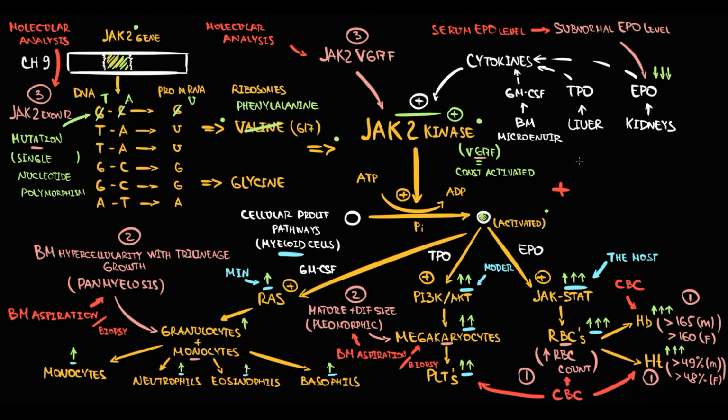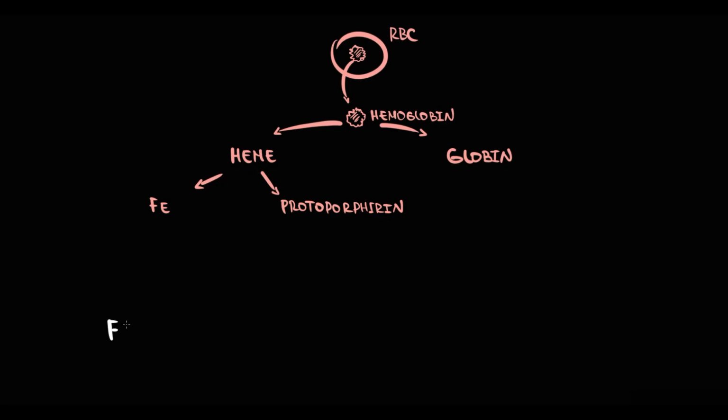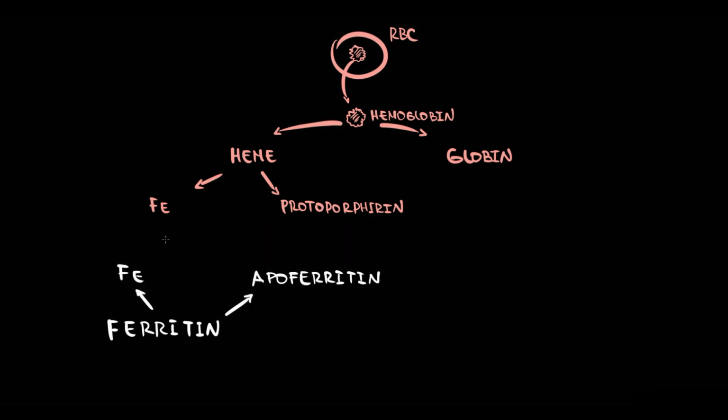Also, the signature feature of polycythemia is low ferritin level. To explain this, we have to know that ferritin is basically a protein called apoferritin that contains a lot of iron molecules, and together they are called ferritin. And in our organism, ferritin is a major depot of iron.